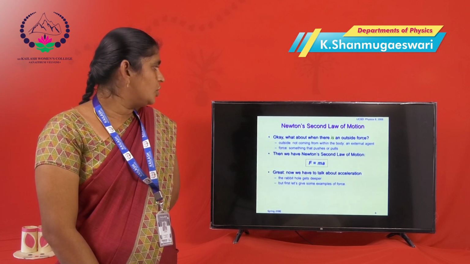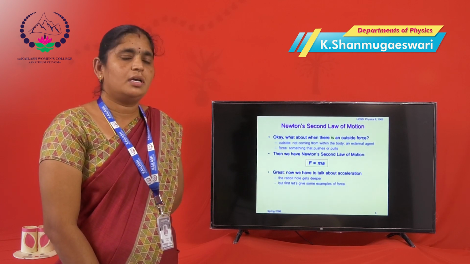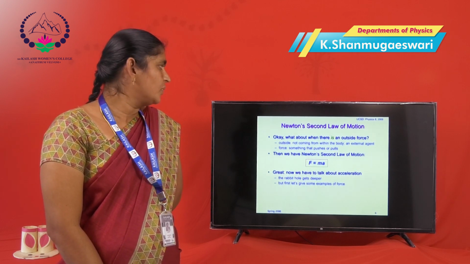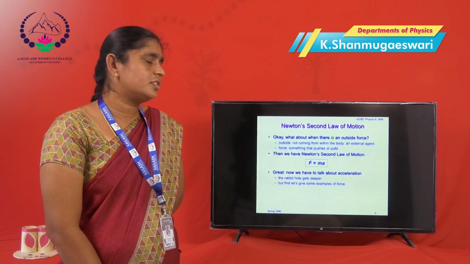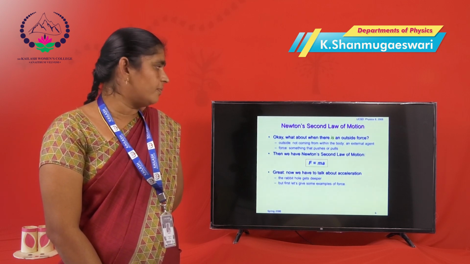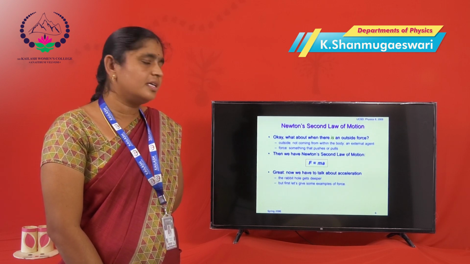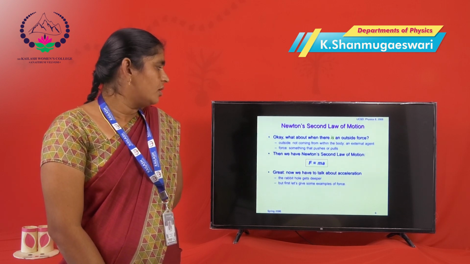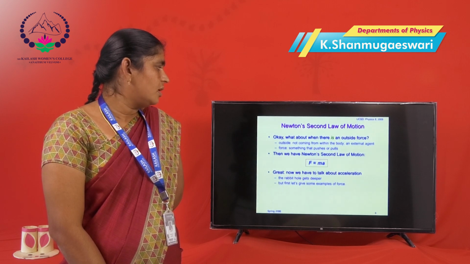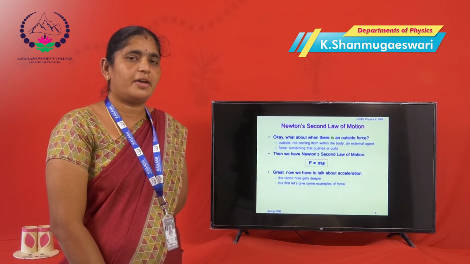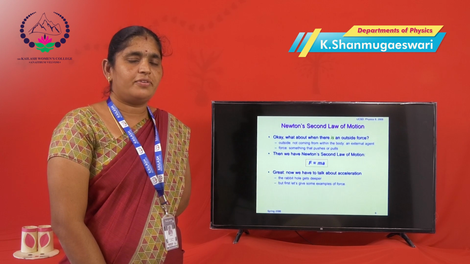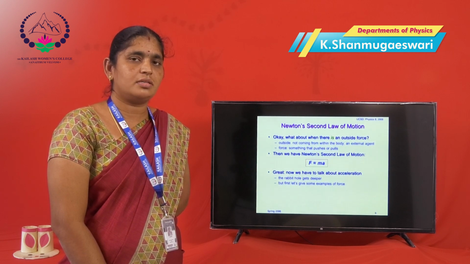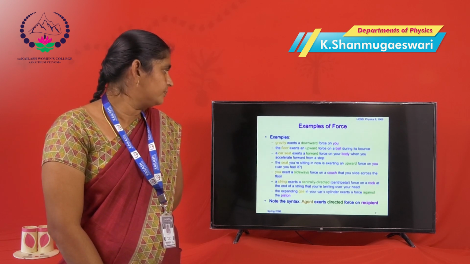Next one is Newton's second law of motion. Already known that Newton's law. What about the outside force, not coming from within the body, an external agent? That means the second law of motion. Some formulas. This is the general formula, F is equal to ma. F means the force, m is the mass, a is the acceleration.